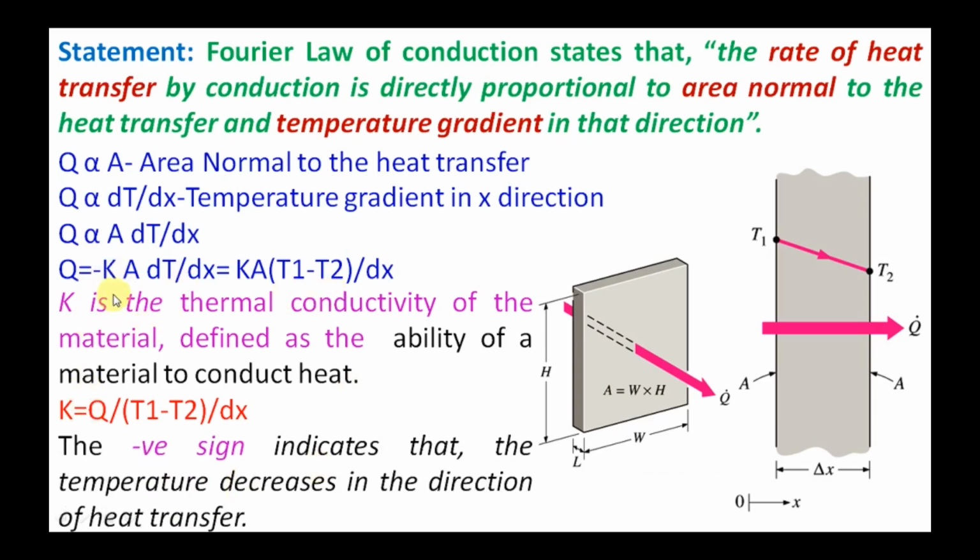Then in this equation, the negative sign we have taken indicates that the temperature decreases in the direction of heat transfer. Here the temperature decreases in the direction of the heat transfer, and that is the reason the negative sign is taken. As T2 minus T1 will be negative, we can take T1 minus T2 as positive. That is the equation used to determine the rate of heat transfer by conduction, and that is the statement of the Fourier law of conduction.